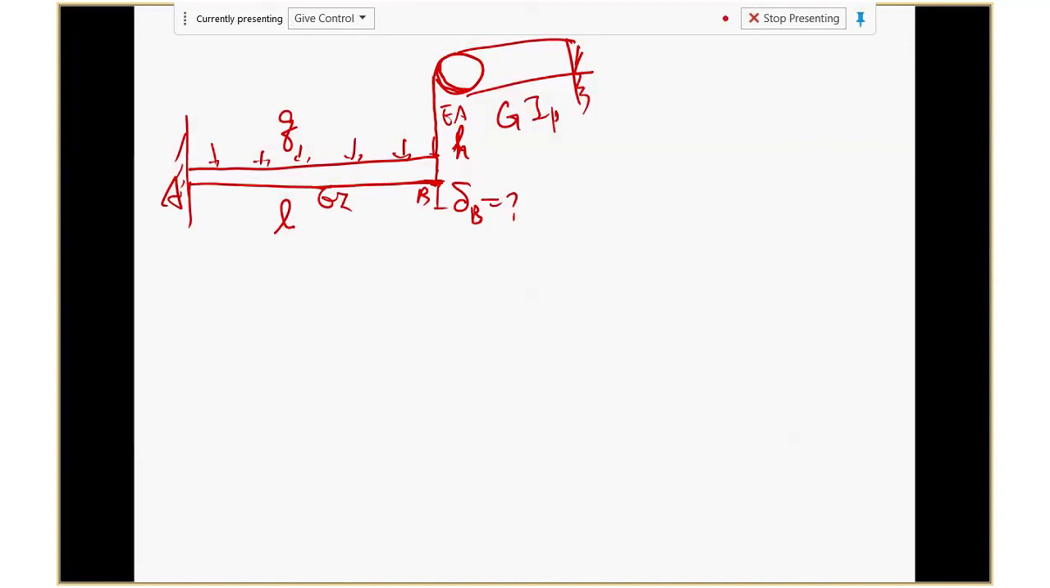Okay, how can we find the delta B? First, everyone realize how this system would deform. You have the load. The load pushes the point B part of the beam down, and that stretches the cable. So the cable will generate some elastic force, and the cable is going to pull the shaft. The shaft will twist a little bit.